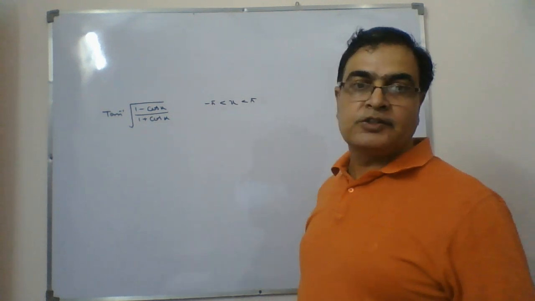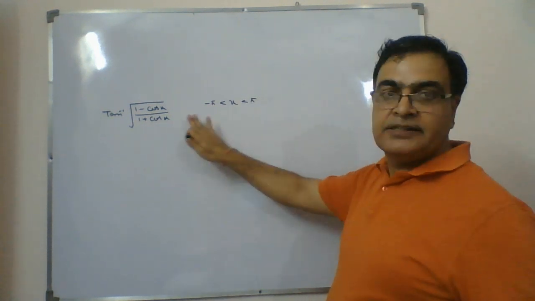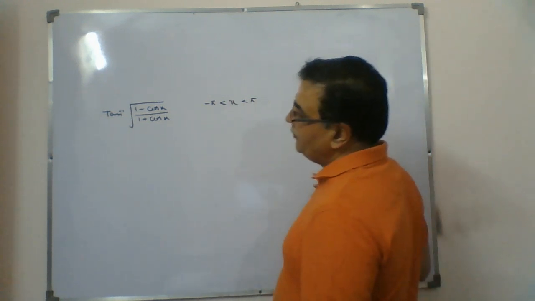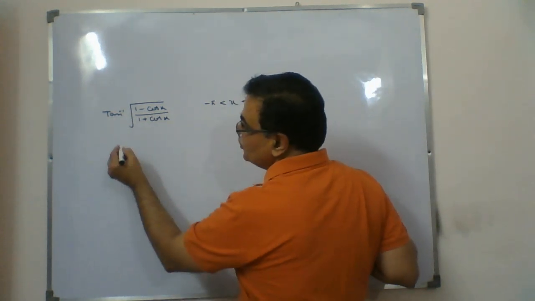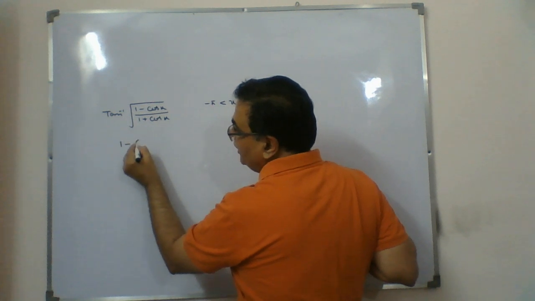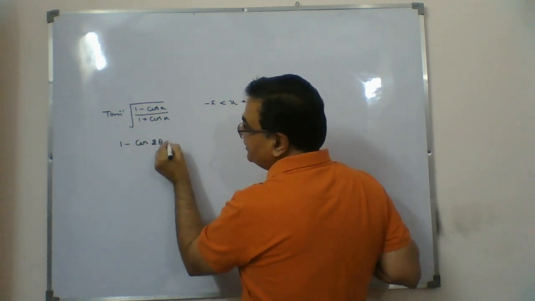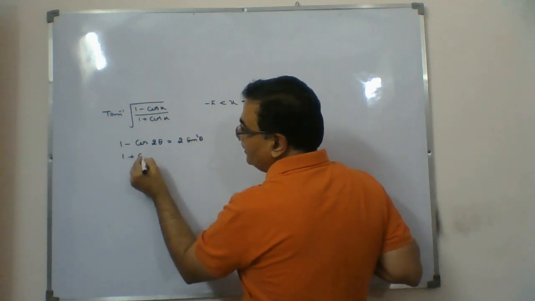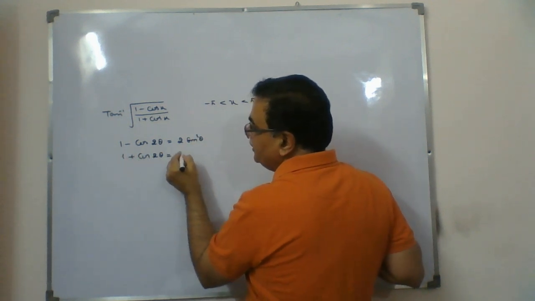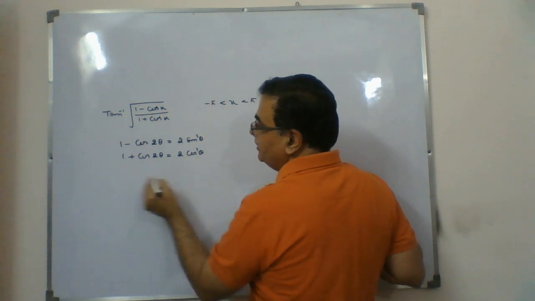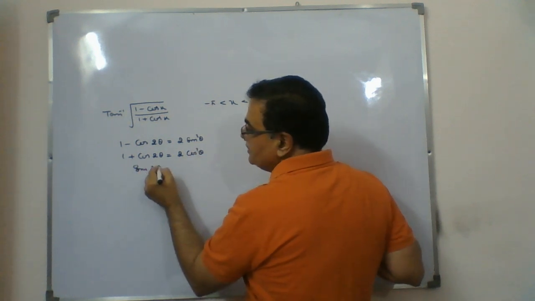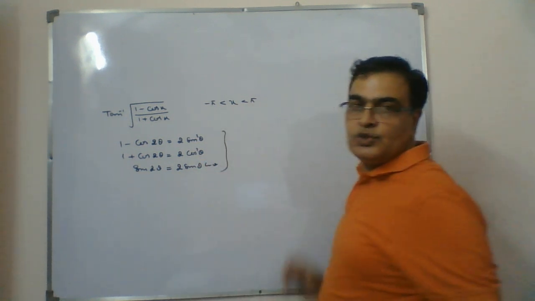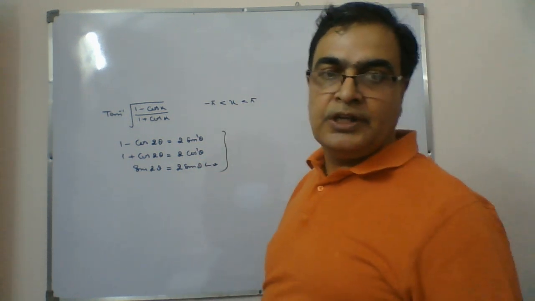Tan inverse of (1 minus cos x) by (1 plus cos x), where x is given between minus pi and pi. We should simplify this. Whenever we simplify this, you should always remember these formulas: 1 minus cos 2 theta is 2 sine square theta, 1 plus cos 2 theta is 2 cos square theta, and sine 2 theta is 2 sine theta cos theta. These are the results we are going to use in the questions.